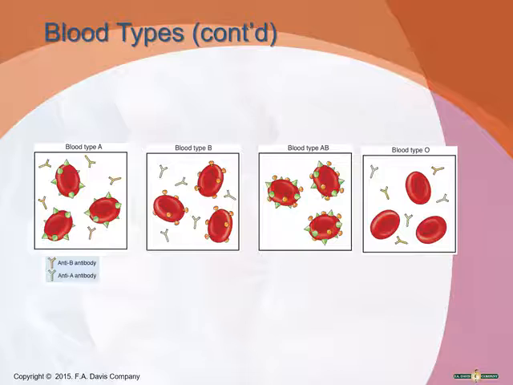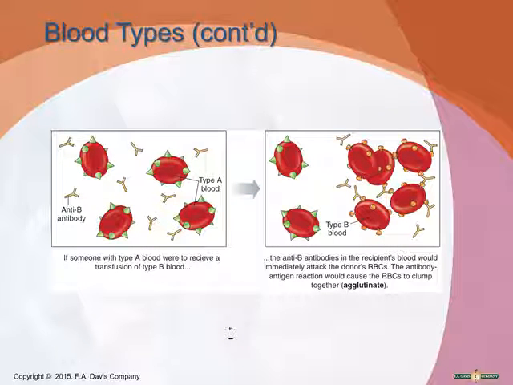When you receive a transfusion, if you're someone with type A blood and for some reason you wind up getting type B blood, your anti-B antibodies are going to recognize the type B blood that you're given as something that shouldn't be there, and they're going to attack. They're going to cause that type B blood to clump together. It's called agglutination, and that could cause all sorts of problems inside your body. You're going to have a transfusion reaction, which can be really serious.